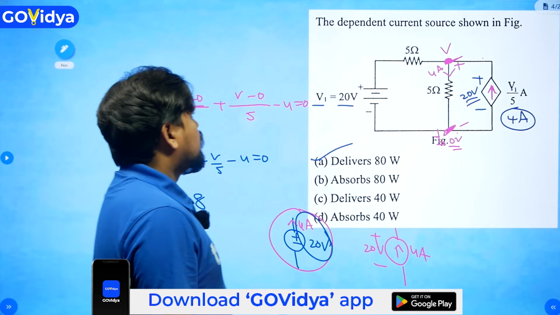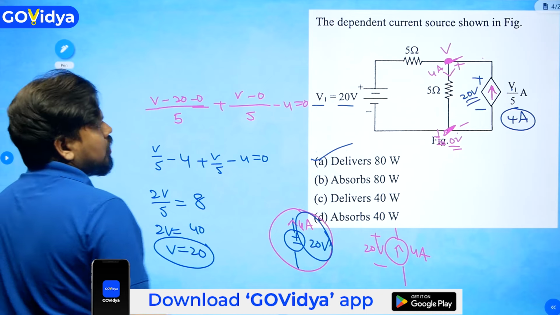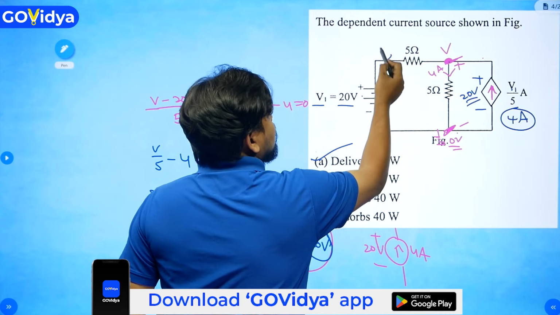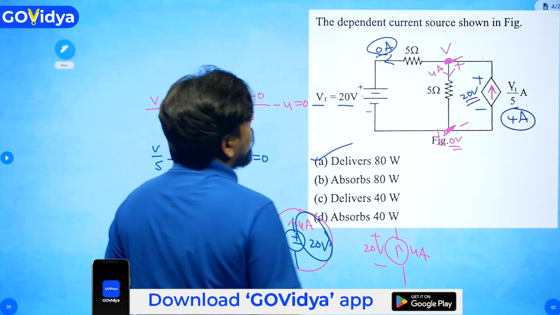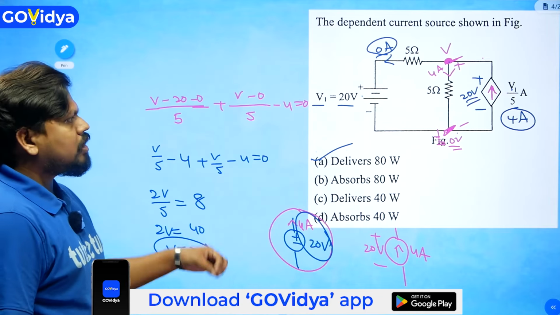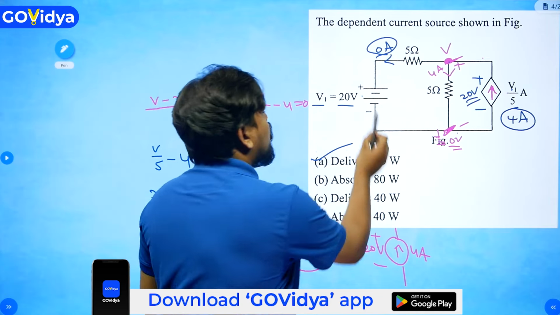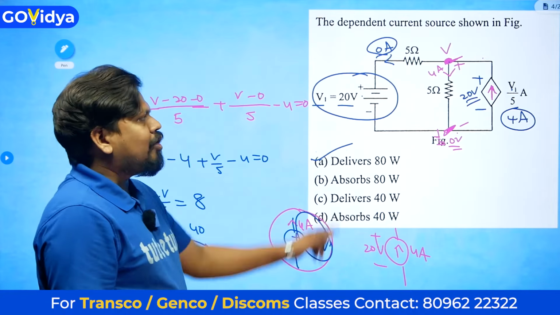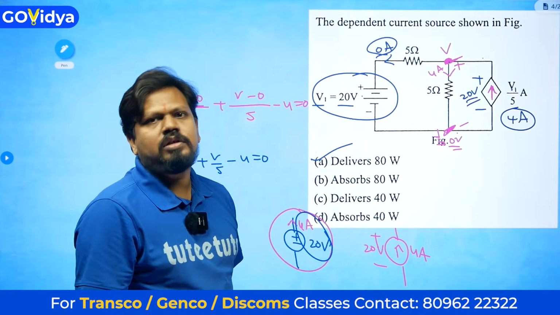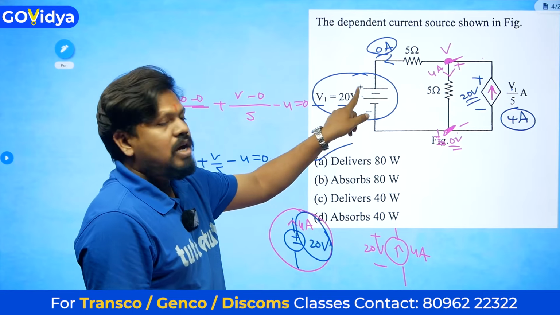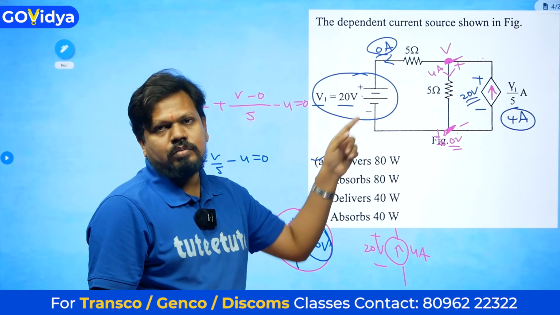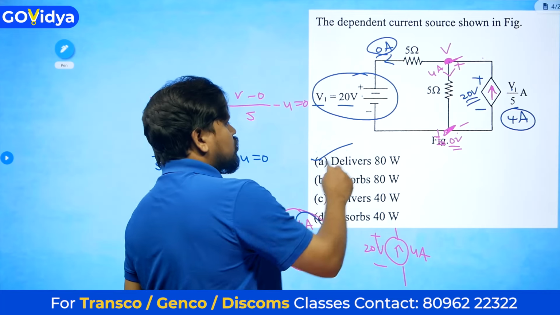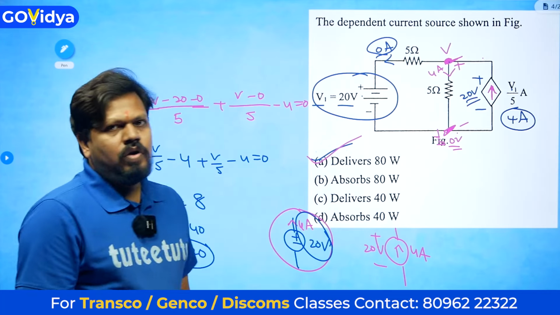We got the V value as 20. 20 minus 20 divided by 5 is 0 amperes going in this direction. They may ask that also. How much power is it delivering? 0. How much power is it absorbing? 0. That means this is neither delivering nor absorbing. Anyhow, the answer for this question is: it delivers 80 watts of power.